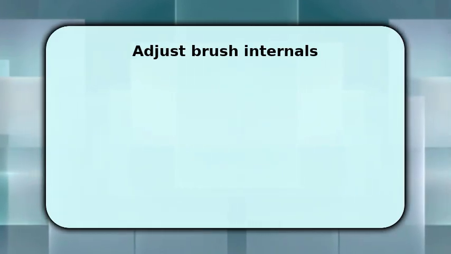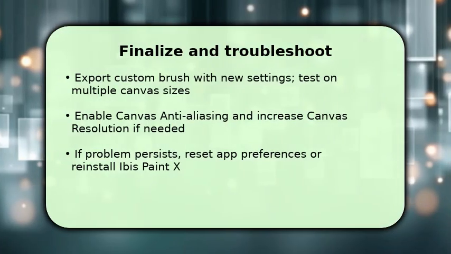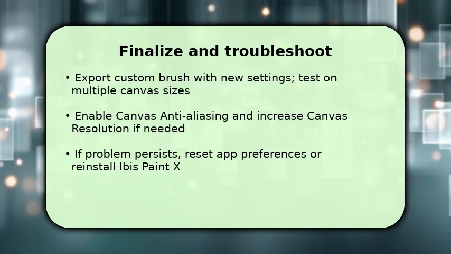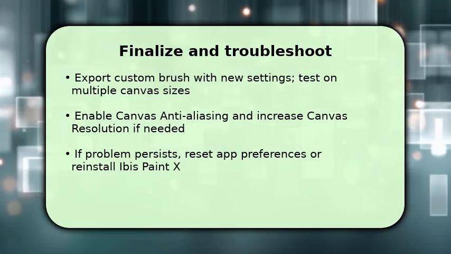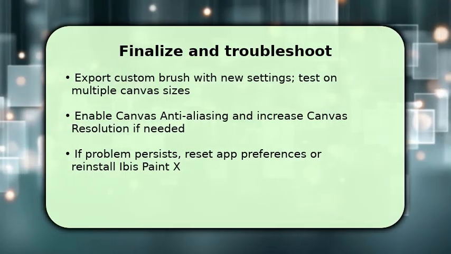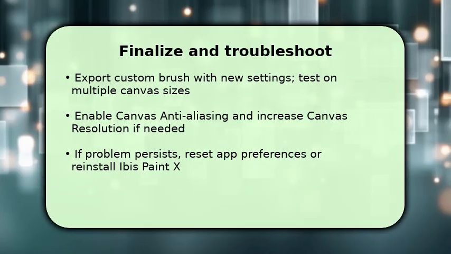You finish by exporting or saving the adjusted brush and testing it at the actual canvas sizes you use so results match your workflow. Make sure canvas anti-aliasing is enabled, and when necessary, increase canvas resolution. Higher pixel density hides brush artifacts.